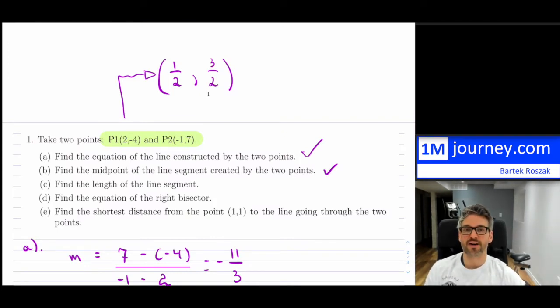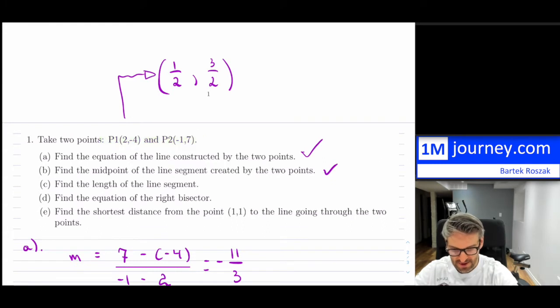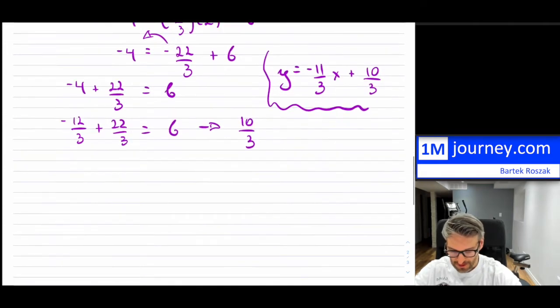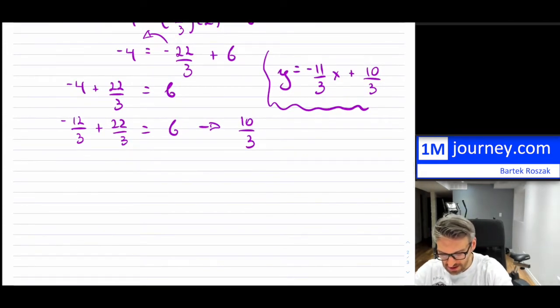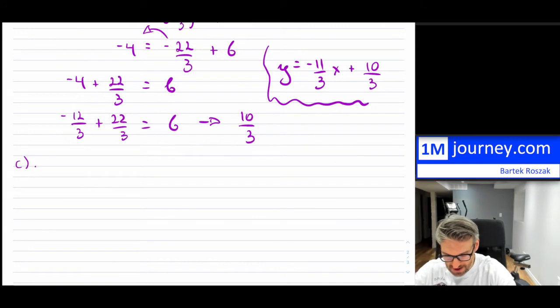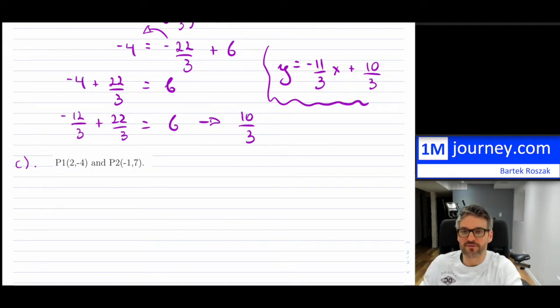Find the length of the line segment. So in order to find the actual length, how long it is, we have to take the 2 points. In this case, I'm going to just take these 2, and start working with them at the bottom. All right, so this would have been the next part, which is, I guess, C. Let's put this in here. All right, those are the points.